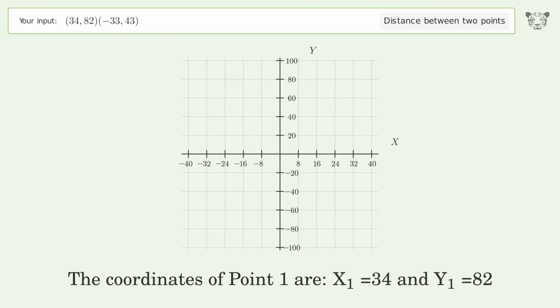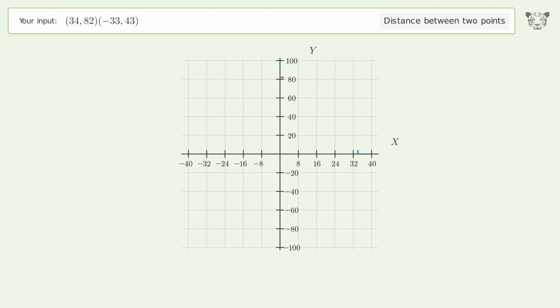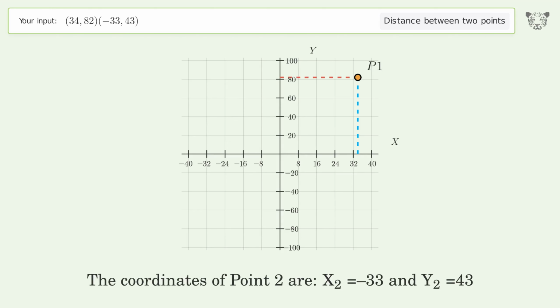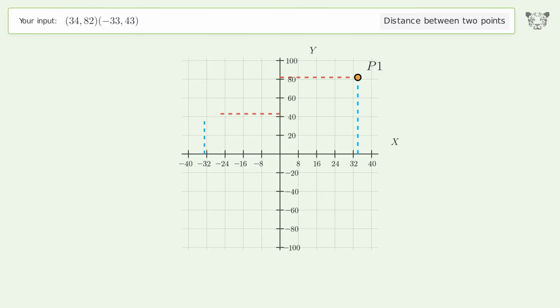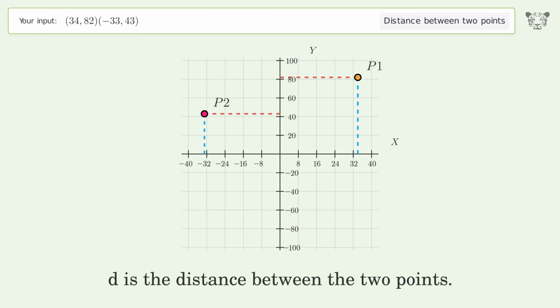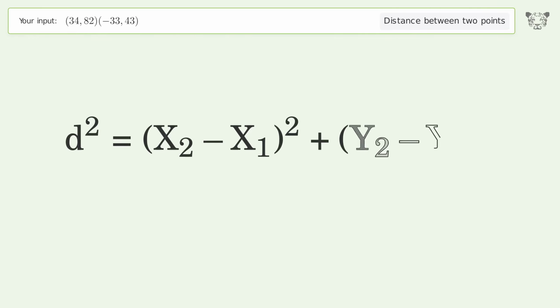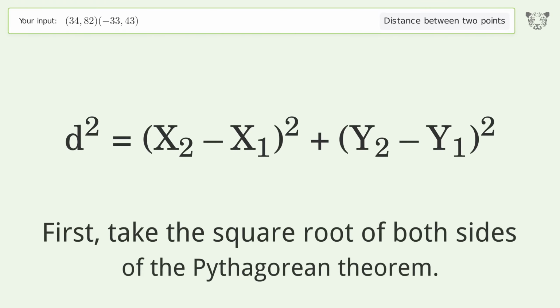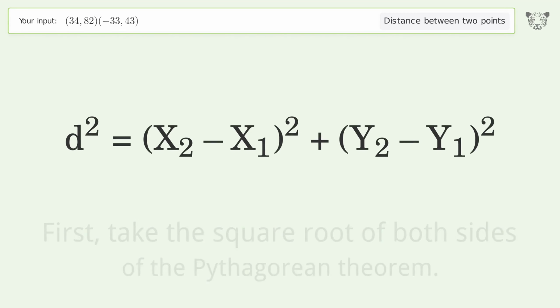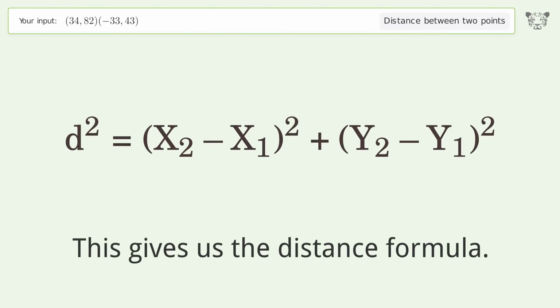The coordinates of point 1 are x1 equals 34 and y1 equals 82. The coordinates of point 2 are x2 equals negative 33 and y2 equals 43. D is the distance between the 2 points. First, take the square root of both sides of the Pythagorean theorem. This gives us the distance formula.